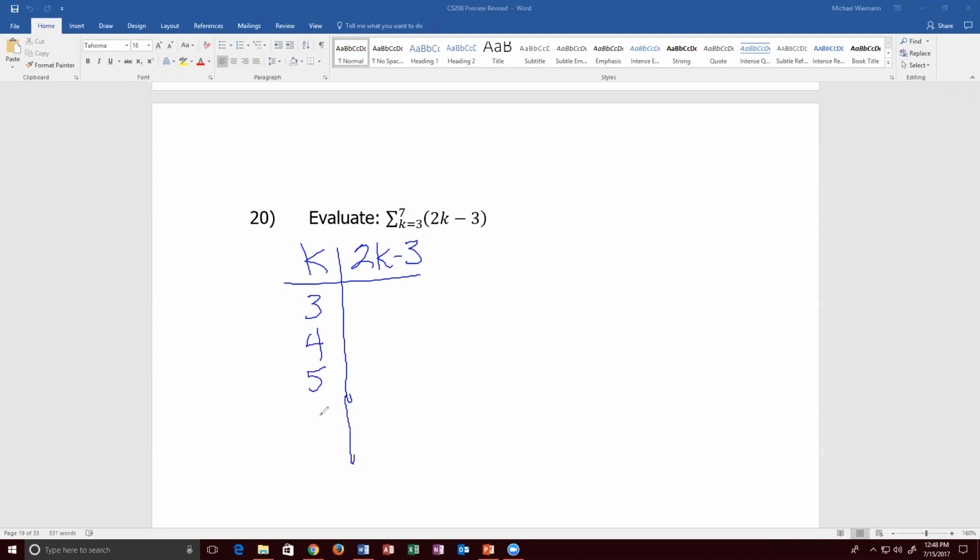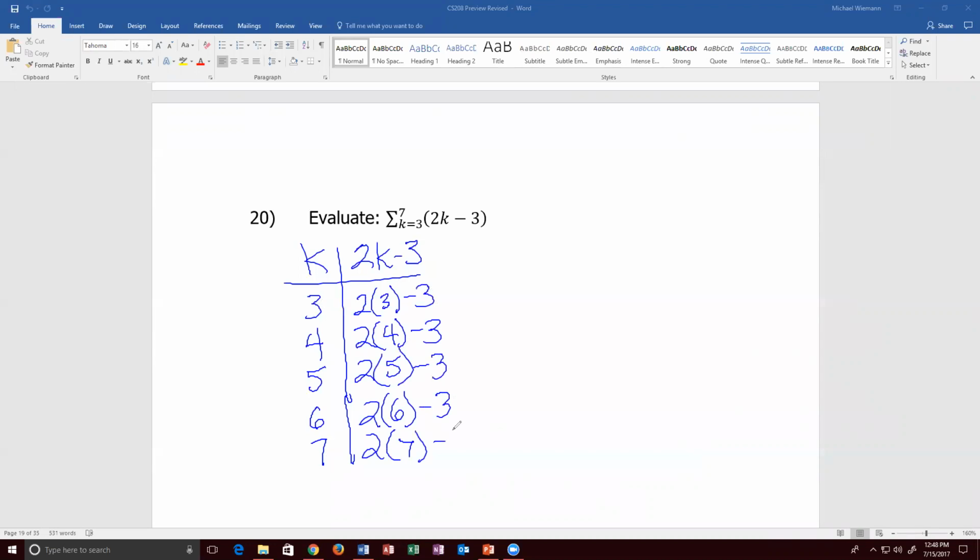So 4, 5, 6, and 7. In this expression, wherever there's a k, I'm going to plug in whatever's on that line. So 2 times 3 minus 3, 2 times 4 minus 3, 2 times 5 minus 3, 2 times 6 minus 3, and 2 times 7 minus 3.